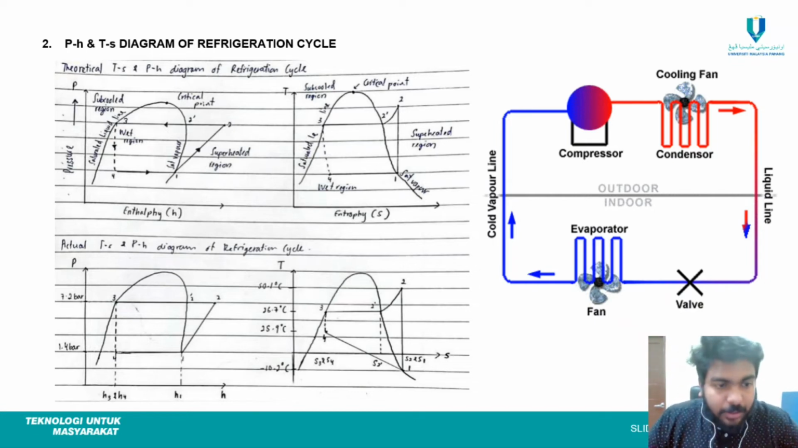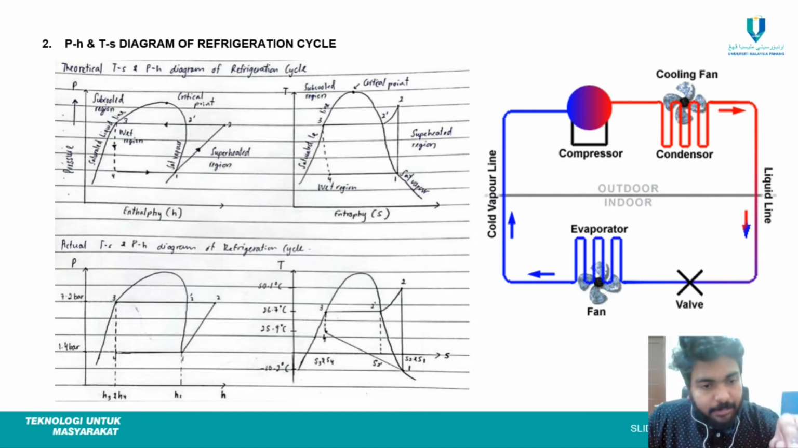So below will be the actual TS diagram and pH diagram of this refrigerant cycle. So first is the pH diagram. The top pressure will be 7.2 bar, and then the lowest will be 1.4 bar, and the below part will be the calculated enthalpy values.